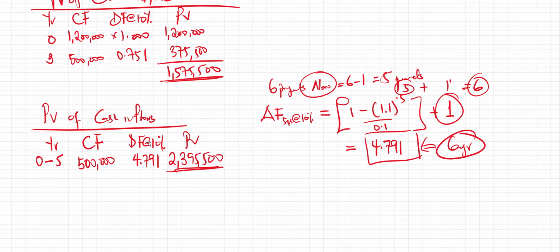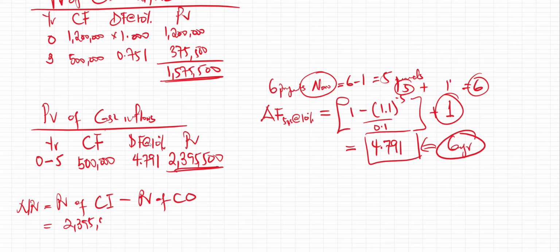So that means my NPV is the PV of my cash inflows minus the PV of my cash outflows. This gives me 2,395,500 minus 1,575,500. I have positive 820,000, which means I should accept the project, right?